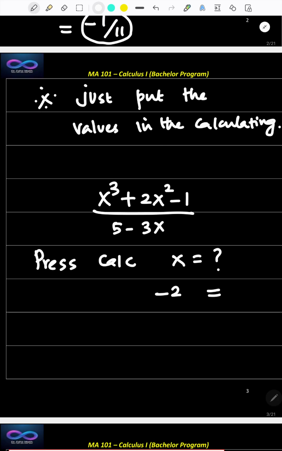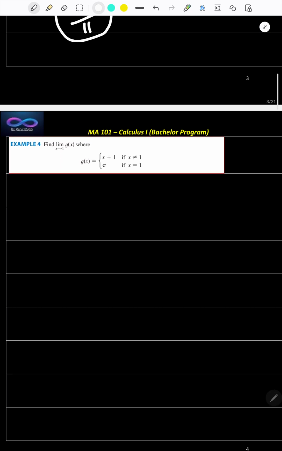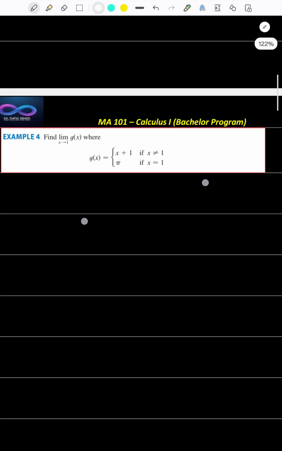If you press equal, you will get the answer, minus 1 divided by 11. Is it allowed, teacher? Yes, it is allowed. For easy problems, you can do it. Right, let's go to the next question.